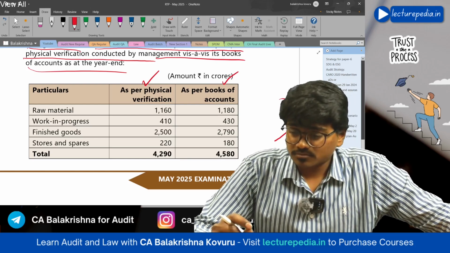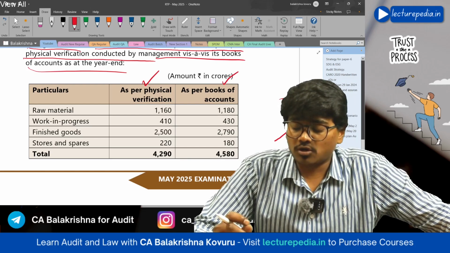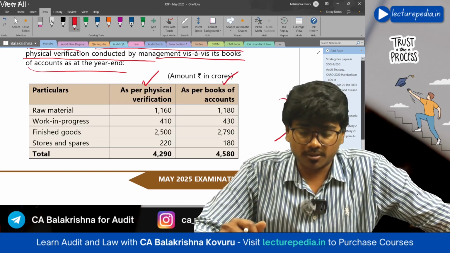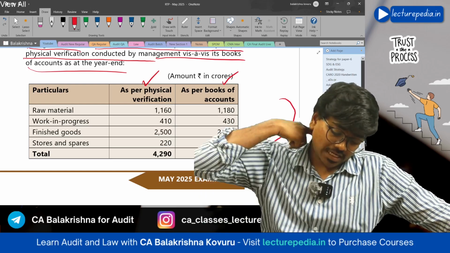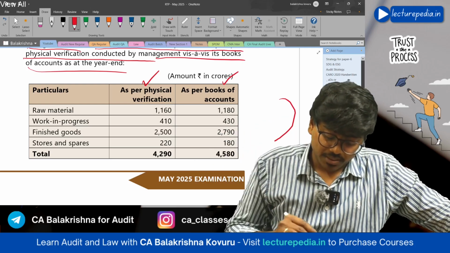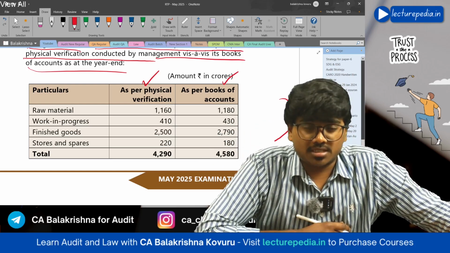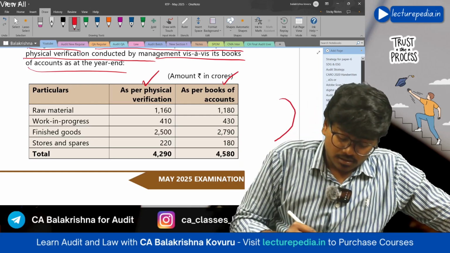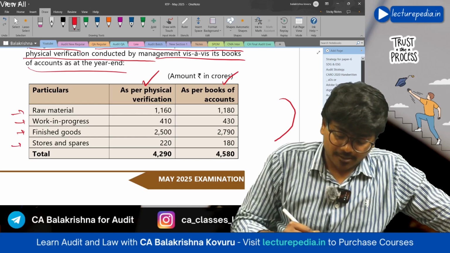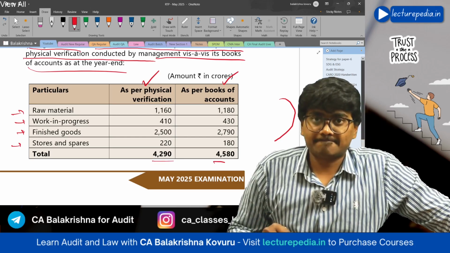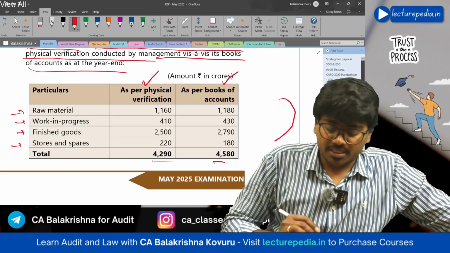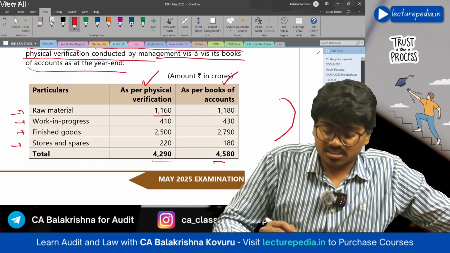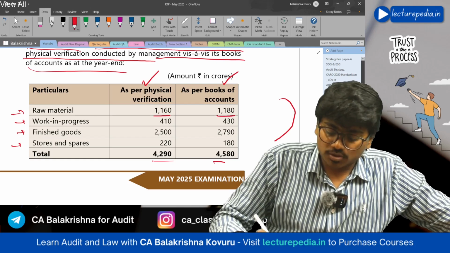Now, as per clause 3 of CARO, the auditor needs to report if the discrepancy is 10% or more. Now, on which you need to calculate discrepancy. First of all, another important point that you need to remember here is that discrepancy should be calculated inventory class wise, but not on total inventory.